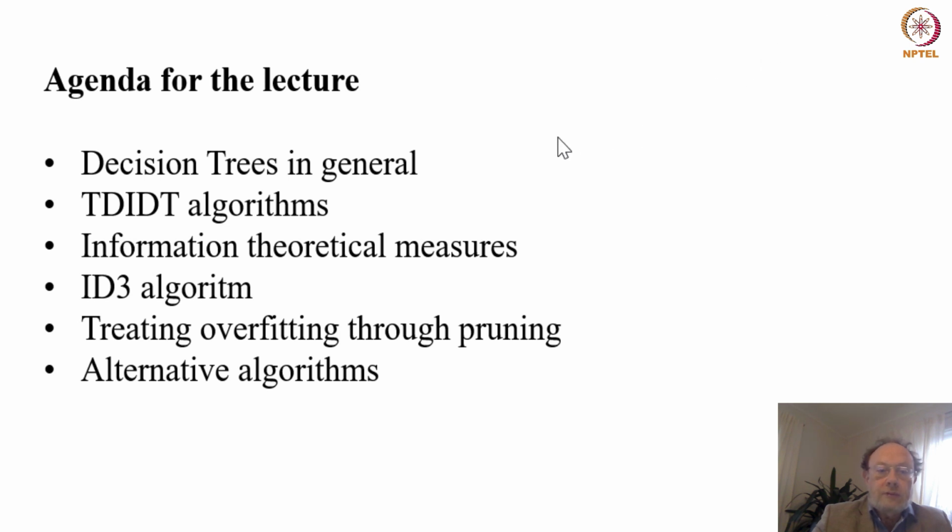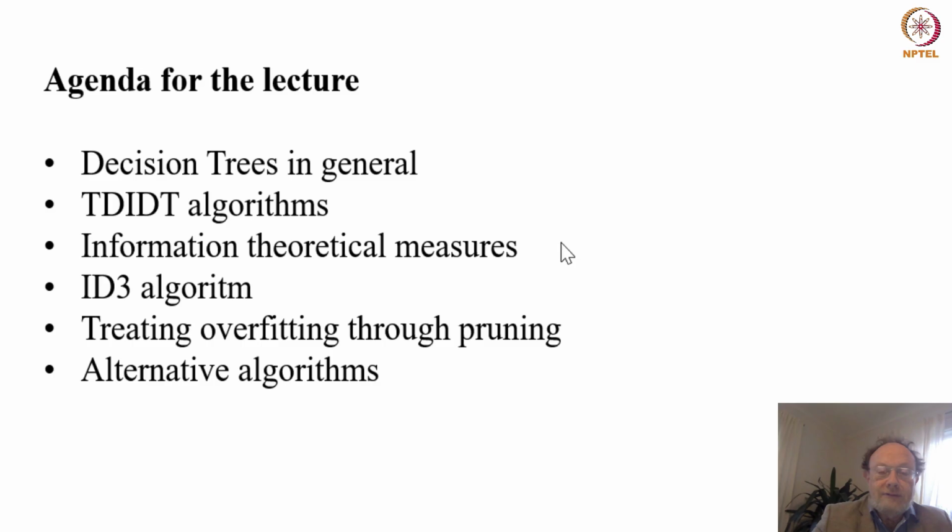We'll first talk about decision trees in general. Then we will focus on a specific kind of algorithms called top-down induction of decision trees algorithms. And then we will talk about some information theoretical measures needed for making crucial decisions in these algorithms.